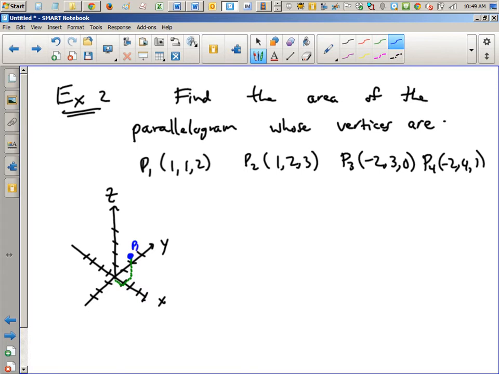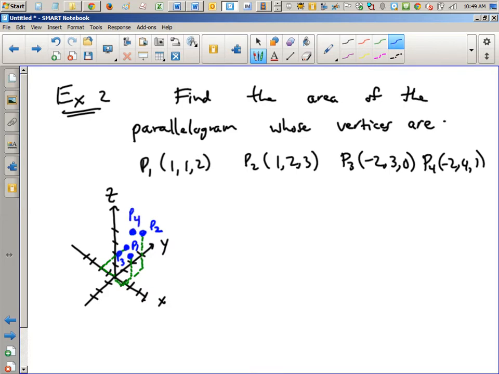Second point is (1, 2, 3), a little higher up the page. That's point P2. Then (-2, 3, 0), that's actually on the plane. And (-2, 4, 1), probably right about here.